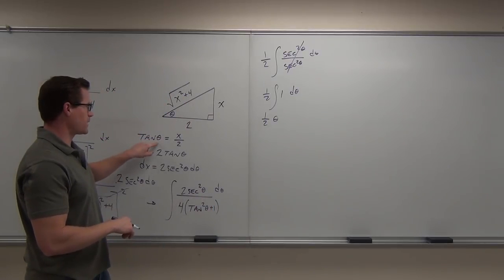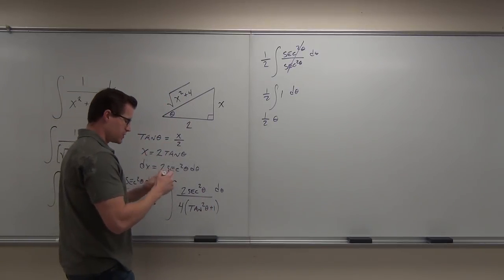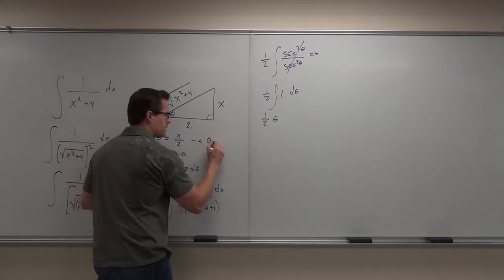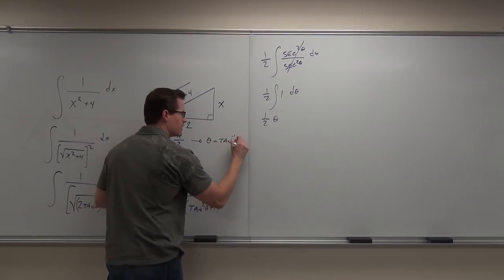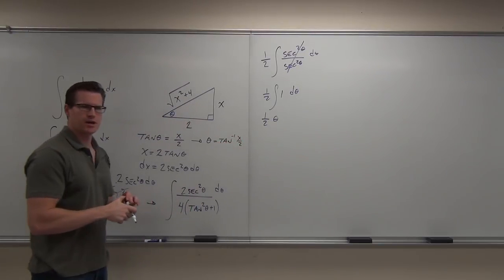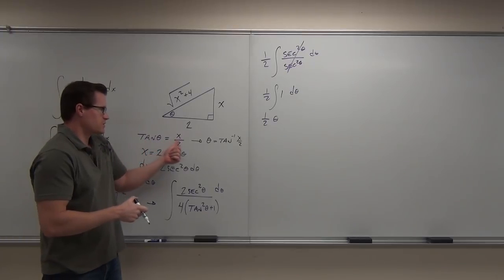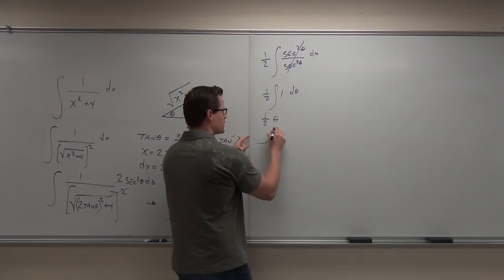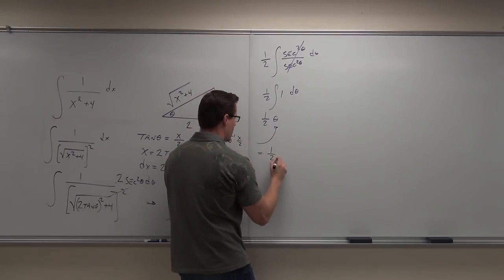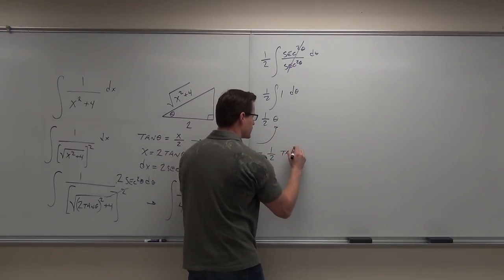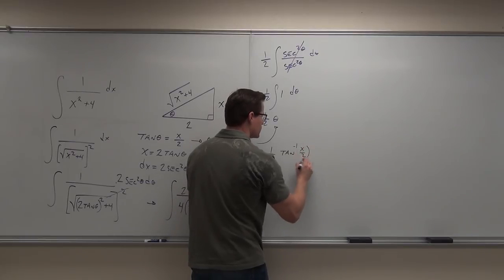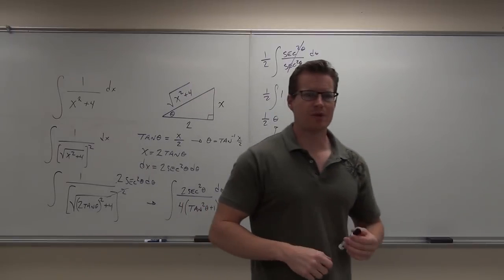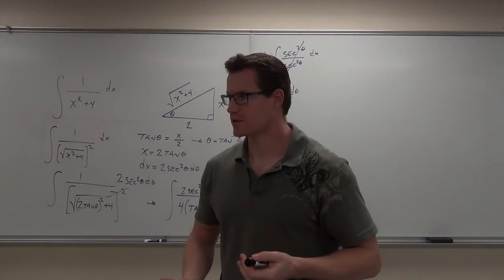If tan theta equals x over 2, this happens if and only if theta equals tan inverse of x over 2. Did you guys buy into that one? Yep. Tan theta equals x over 2, so theta equals tan inverse of x over 2. So what we get out of this substitution is that our integral is 1/2 tan inverse x over 2 plus c. This would be the long way of doing things, but it is a way.